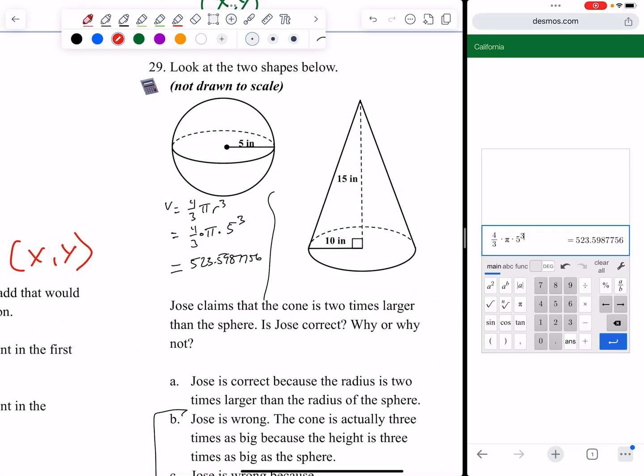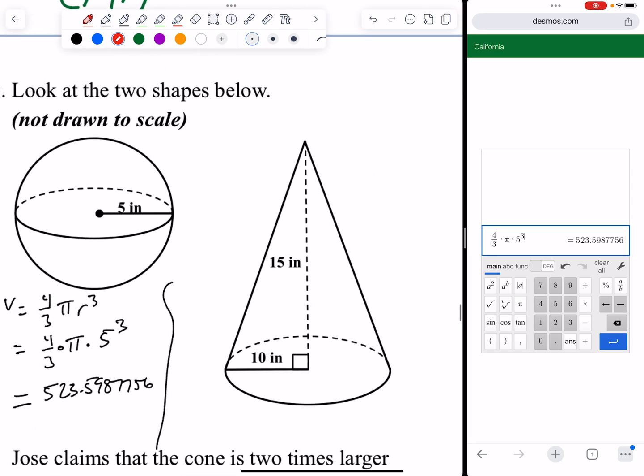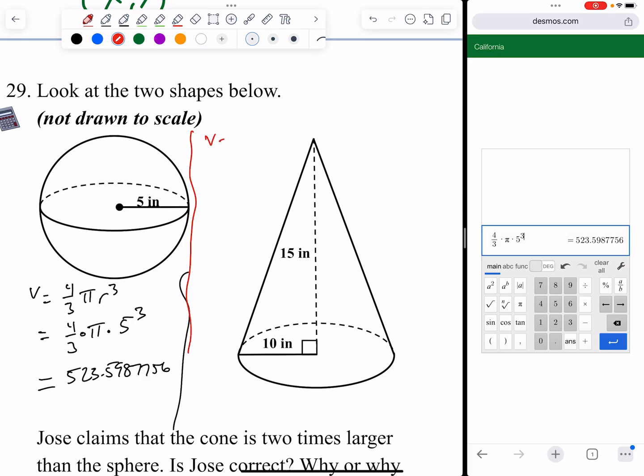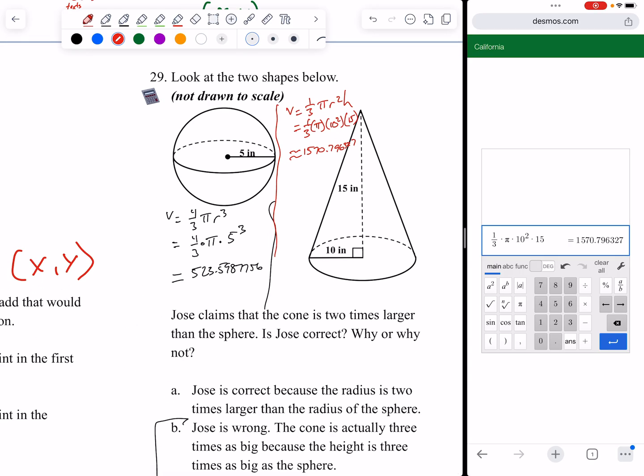What about the cone? Can I fit it in there somewhere? Do I have space down here? Kind of. I guess I'll do it right here. Okay. So the volume of the cone is 1/3 pi r squared h. So I got 1/3 times pi. My r is 10, so I square that, and my h is 15. So put that all in the calculator. 1/3 times pi times 10 squared times 15. And that is roughly 1570.796327.